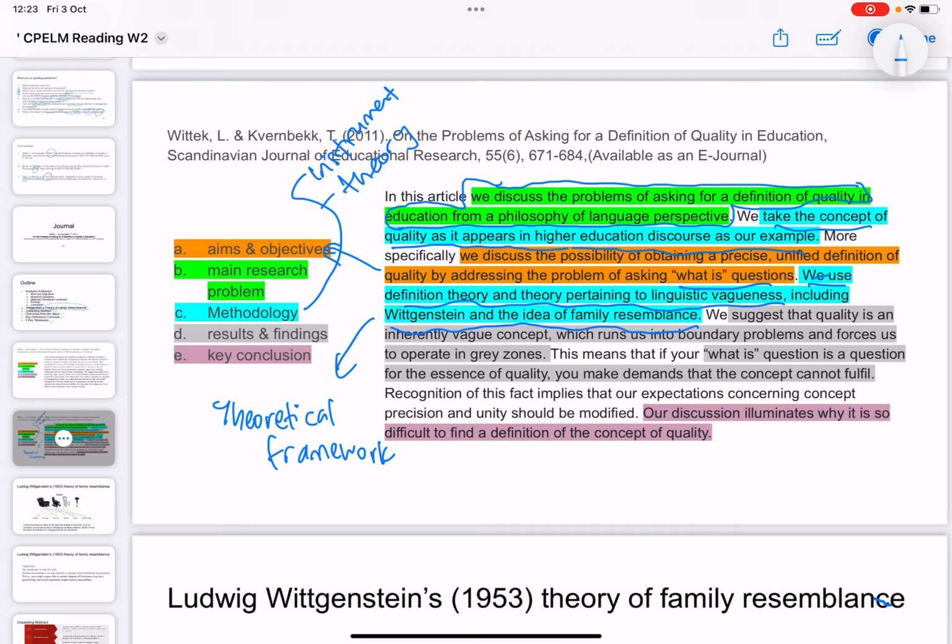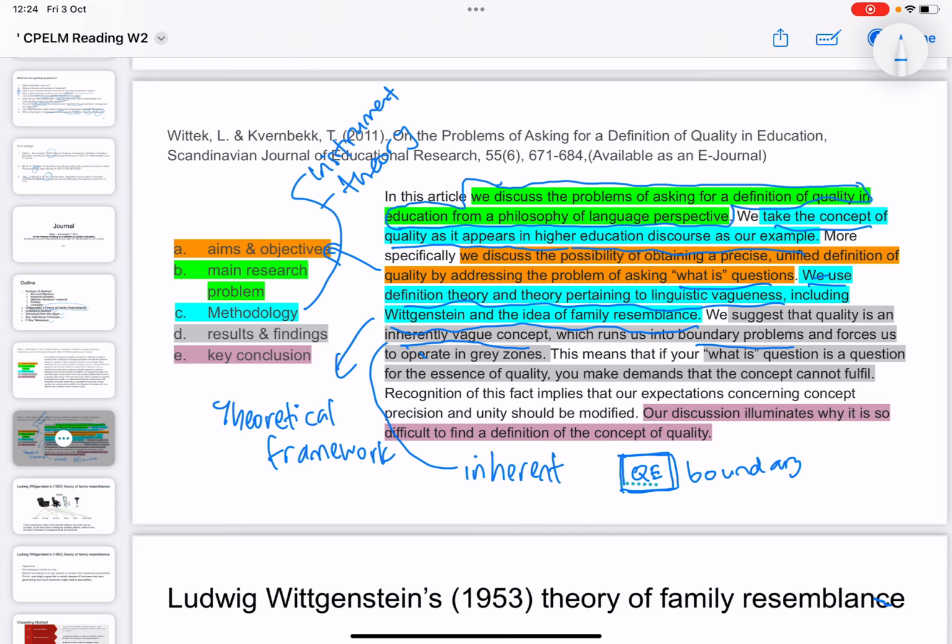The finding is we suggest that quality is an inherently vague concept. You will find this word inherent in most of your reading. It's a very important word. Yep, so keep that in mind. Inherently vague concept which runs us into boundary problems, because if you talk about quality education, it means you're putting a certain boundary, right? Like you're saying this is quality education and then you put a certain boundary.